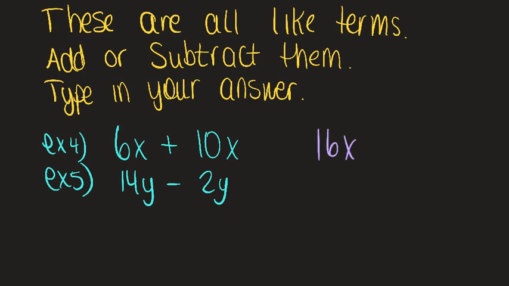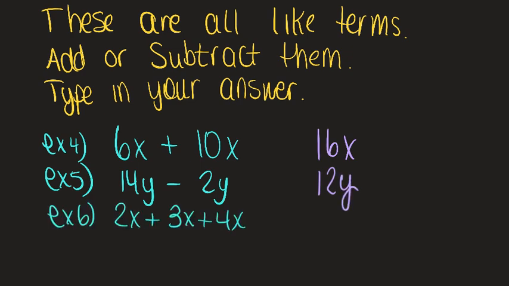Example 5, 14y's minus 2y's. Type in your answer. 14 minus 2 is 12, so I write 12, and then I stick the y. Example 6, 2x's plus 3 more x's plus 4 more x's. What have you got when you add them all up? 2 plus 3 makes 5, 5 plus 4 makes 9. So in the end, we have 9 x's.